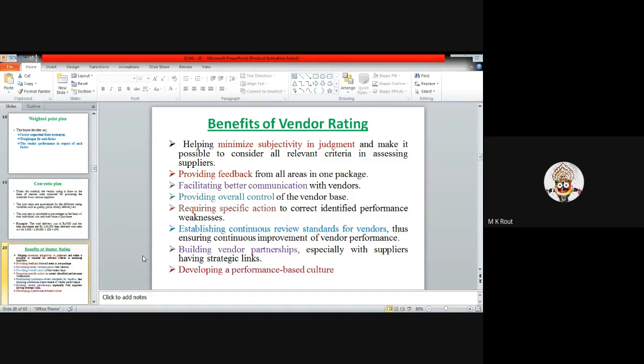The next is building vendor partnerships, especially with suppliers having strategic links. As you know, most of the vendors are very strong in different geographical locations. That is why building vendor partnerships will be beneficial for companies. The next part is developing performance-based cultures. So these are the basic advantages, or as you say, benefits of vendor ratings.